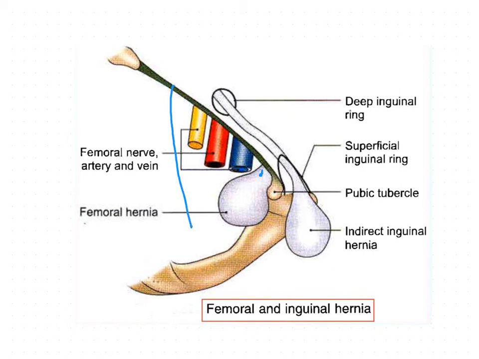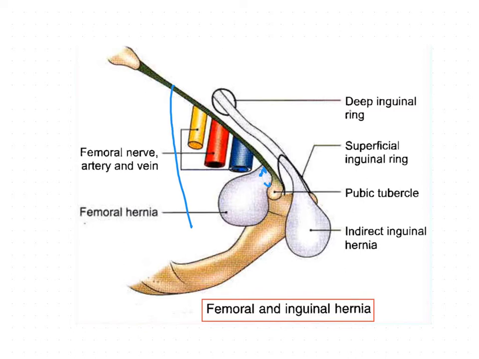So its neck lies below and lateral to the pubic tubercle. Here this is the neck part, which lies below and lateral to the pubic tubercle. Surgery is essential for this kind of hernia.